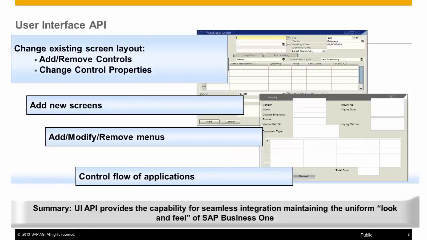The UI API allows for the ability to change existing system forms, as shown here, as well as add new forms, add, modify, and remove menu items, and control the flow of applications. Examples would be to add new fields or buttons to a system form such as sales orders. We can also create our own forms that have the same look and feel as an SAP Business One form. This allows for a seamless user experience.